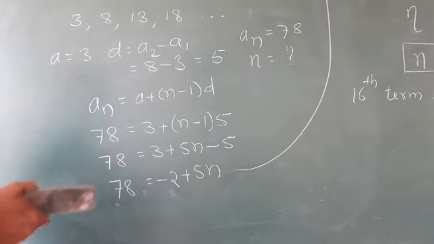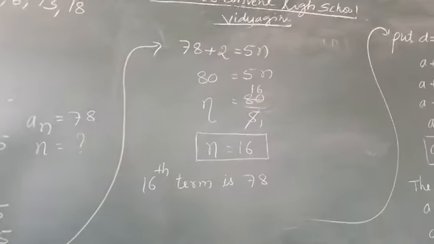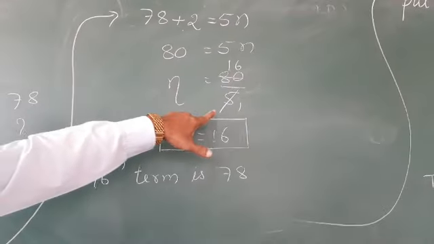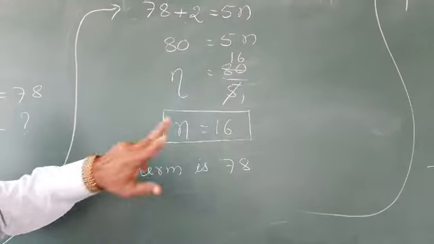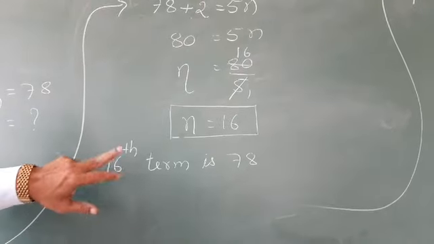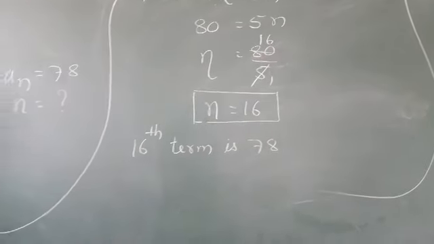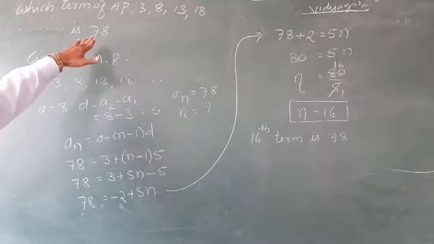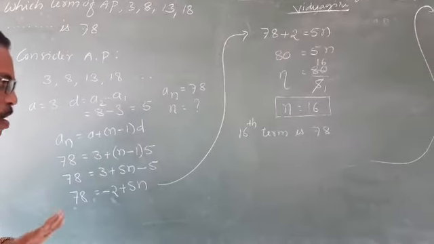Minus 2 is transferred, that is 78 plus 2, that is 80 equals 5n. n equals 80 divided by 5. 5 ones are 5, 16s are 80. n equals 16. The 16th term is 78. Okay, let us check whether that 78 is the 16th term or not.